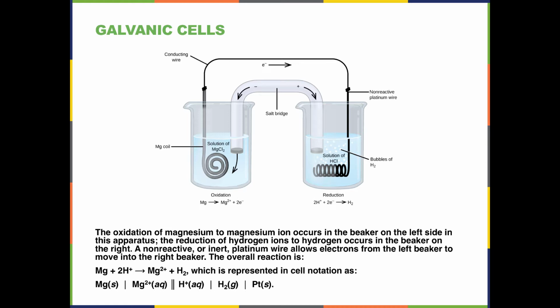You have the anode, the oxidation side on the left, a double bar, the reduction side of the cathode on the right, and then to show that there's an inert electrode, you put this little platinum symbol outside, and that shows that you have to have this inert electrode on the cathode side.